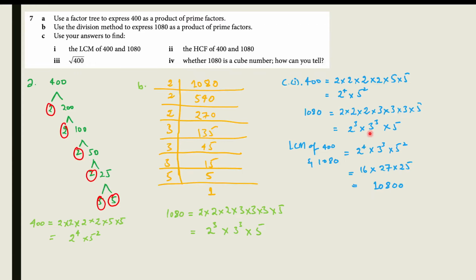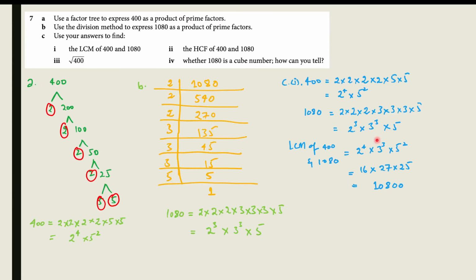So 3 has the highest power of 3 because it's missing in 400, so we write it. 2 raised to the power of 4 multiplied by 3 raised to the power of 3, and 5 is present. The factor of 5 is present in both of them, but the highest power is with that of 400, 5 raised to the power of 2, so we take the highest power. So we take the highest power of each prime appearing in both numbers, and we list every prime that appears in either number, either it's in 400 or in 1080.